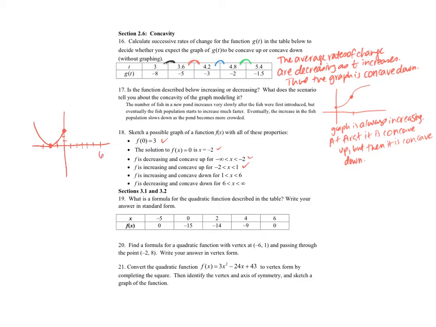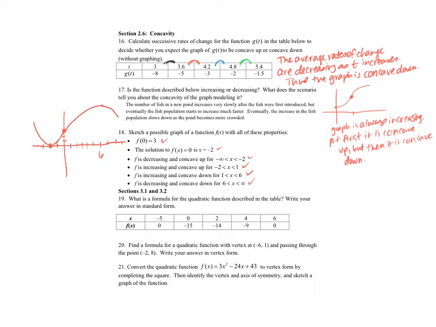So here's 6. So to that, maybe I'll draw a point up here somewhere. So increasing and concave down. So we've got that. And then decreasing and concave down. So we need to keep going. So then it starts decreasing and concave down. Okay, so we've got everything.